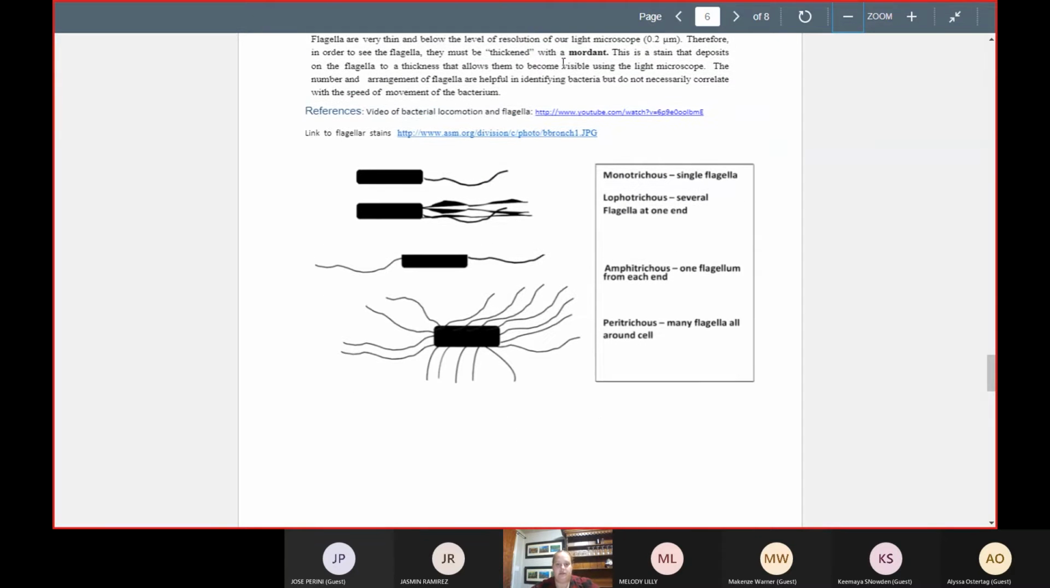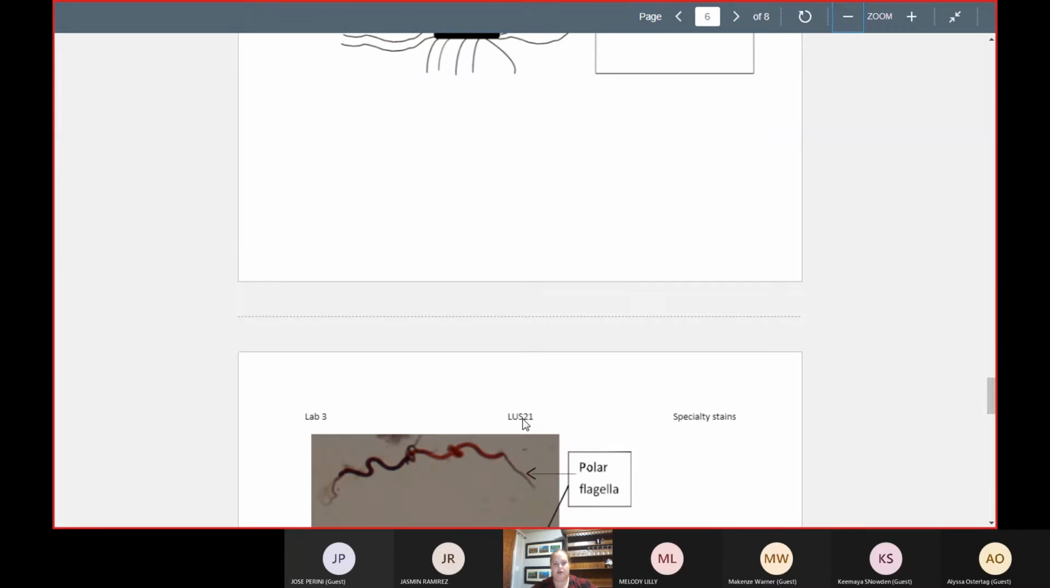So one of the important things to study here are the different types of flagella formations. So there's monotrichous, which is a single flagella on the end of the cell. Lophotrichous is several flagella on the end of the cell. Amphitrichous, one flagella on each end. And paratrichous, which is many flagella all around the cell. So let's see if we can identify a couple of those.